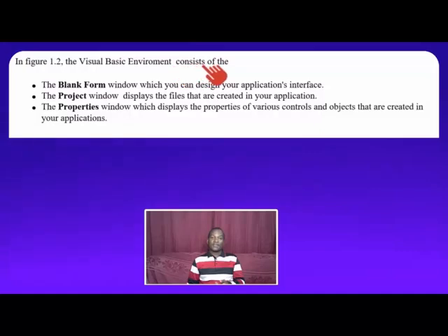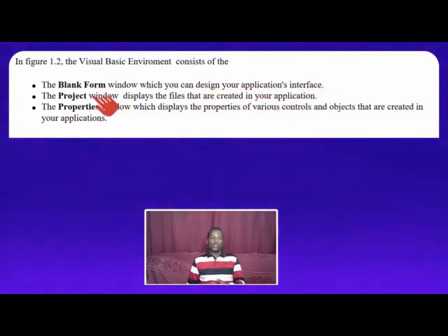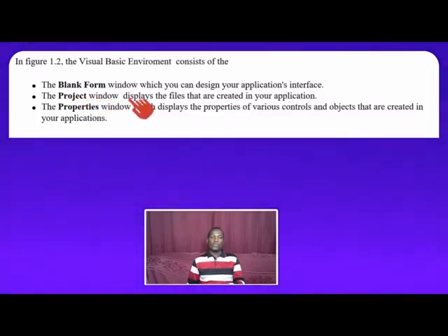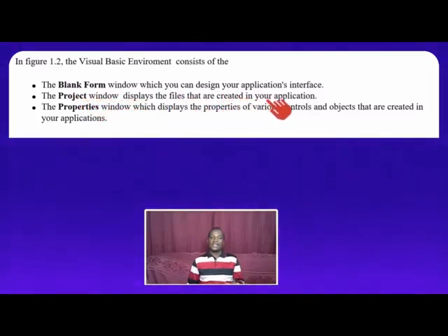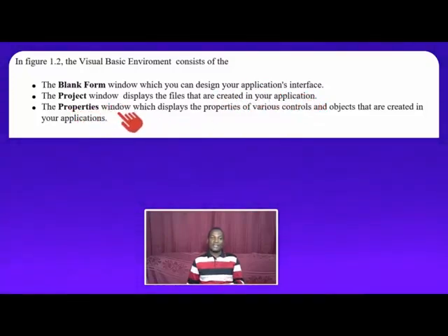The Visual Basic environment consists of the following: the blank form window, in which you can design your application's interface. It also consists of the project window, which displays the files that are created in your application. And then it also has the properties window, which displays the properties of various controls and objects that are created in your applications.